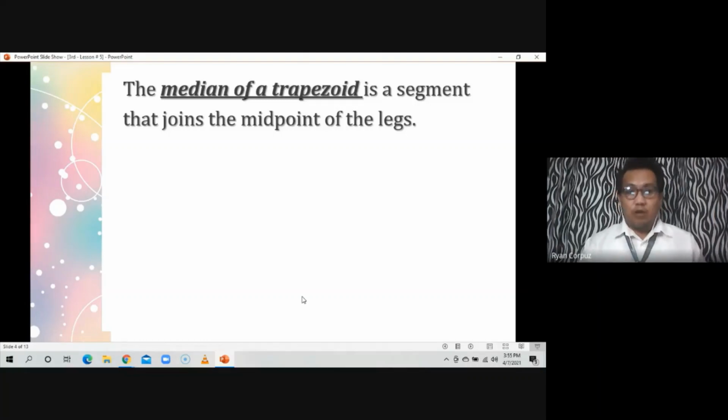So alam na natin kung ano yung legs of the trapezoid. That's the non-parallel sides of a trapezoid. So when you draw a line segment that joins the midpoints of those legs, we can form what we call the median of a trapezoid.